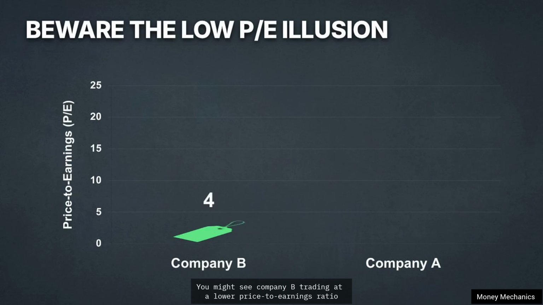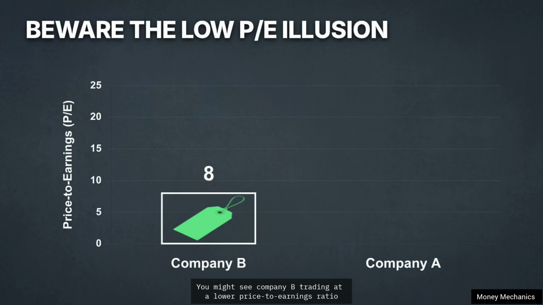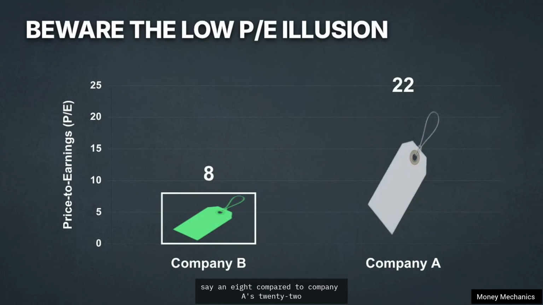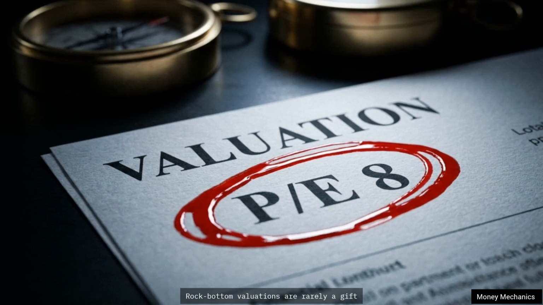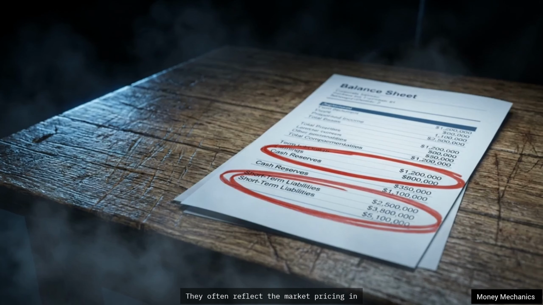You might see Company B trading at a lower price-to-earnings ratio, say an 8 compared to Company A's 22, and assume it's a bargain. Rock-bottom valuations are rarely a gift. They often reflect the market pricing in deep fear over looming debt crises and unstable operations.